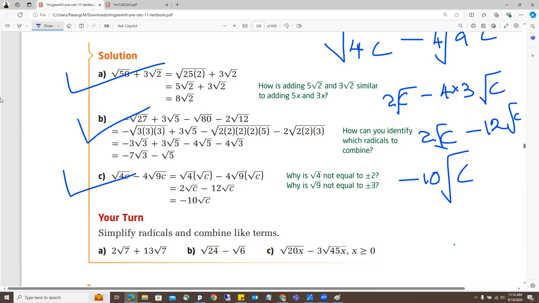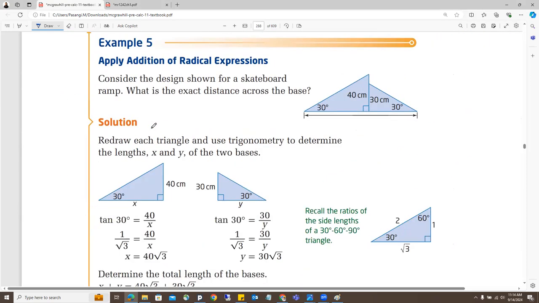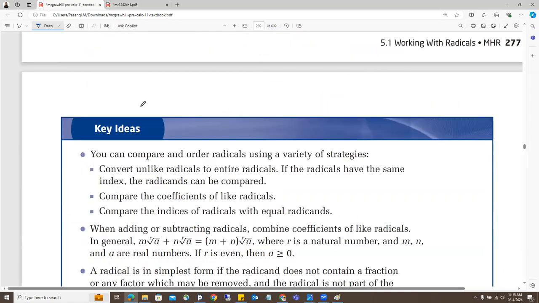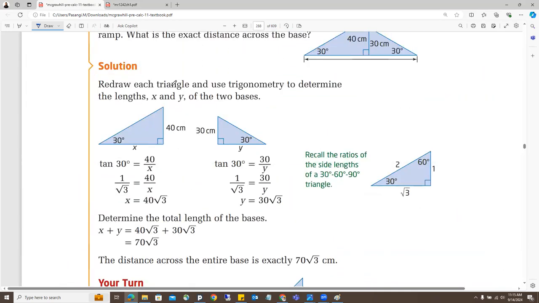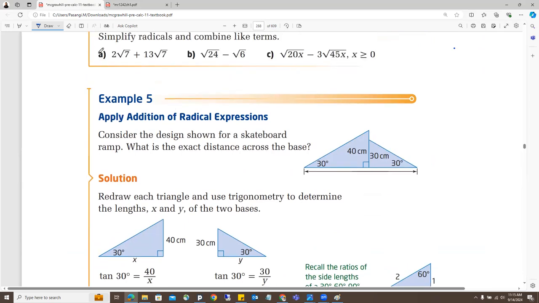Okay, done. Then the next part. Apply addition of radical expressions. Okay, key ideas. Here, example 5, apply addition of radical expressions. Consider the design shown for a skateboard ramp. What is the exact distance across the base?